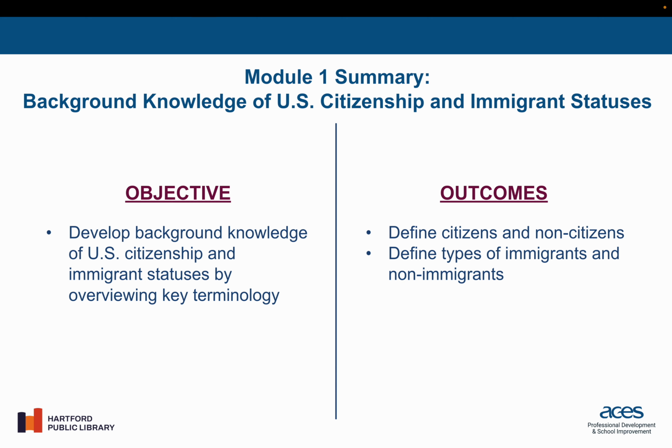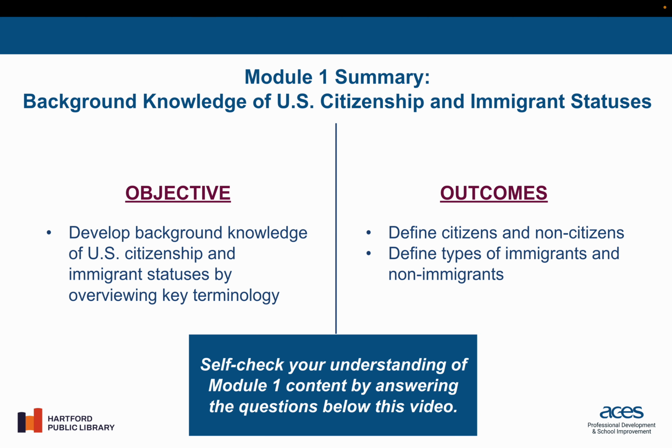As a reminder of the content explored in this first module, we overviewed terminology related to U.S. citizenship and immigrant statuses. We also defined the difference between citizens and non-citizens, as well as different types of immigrant and non-immigrant statuses. To self-check your learning, please complete the comprehension questions found directly below this video before moving on to Module 2.